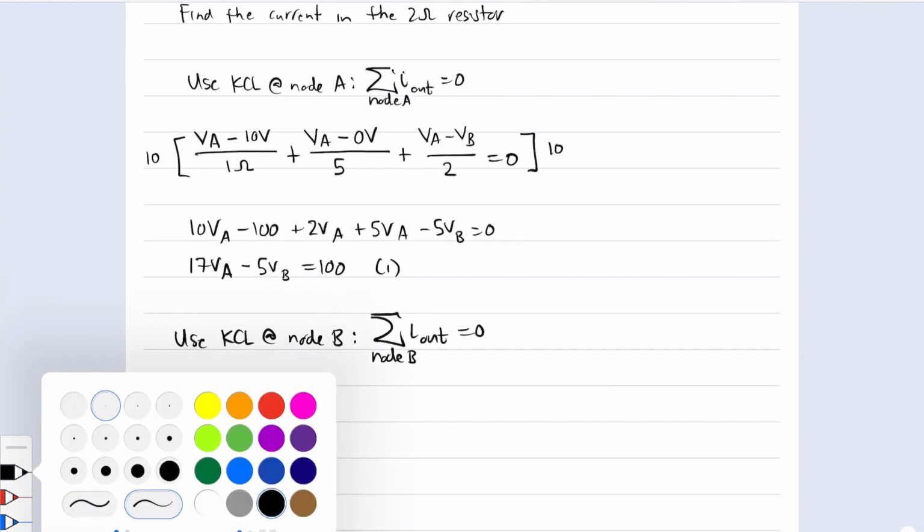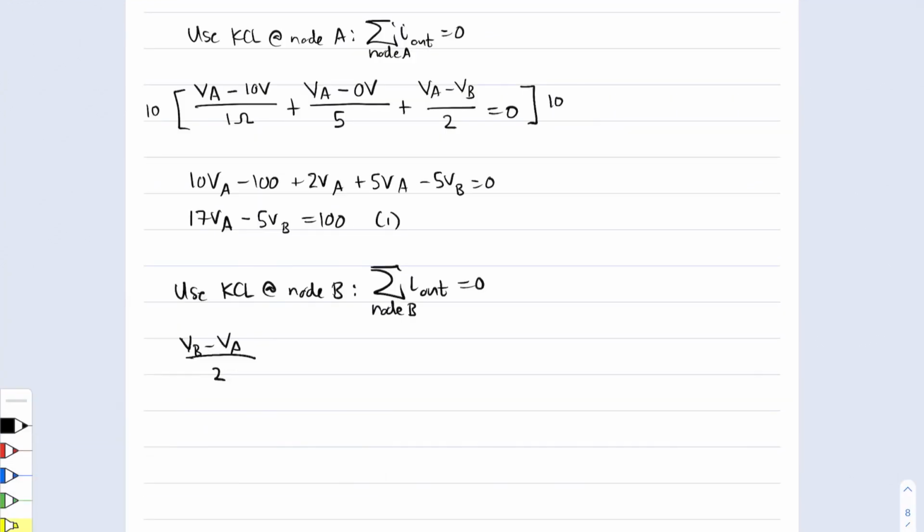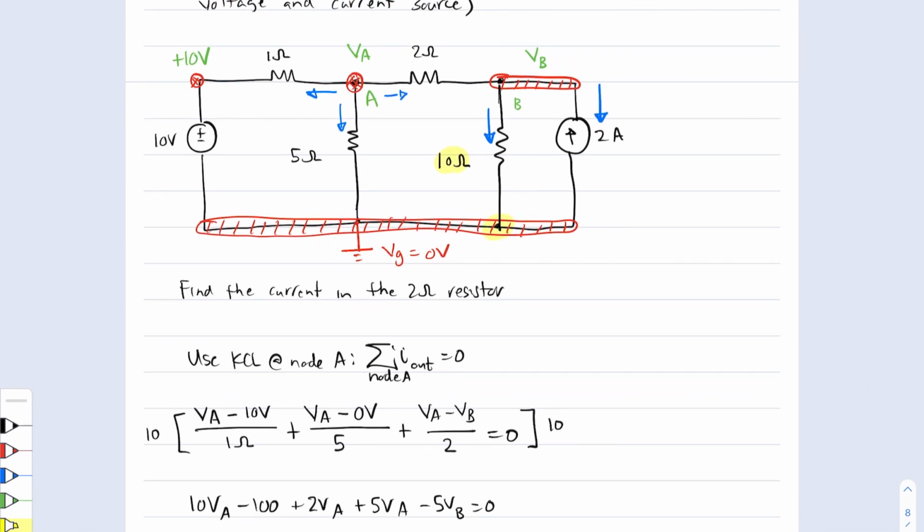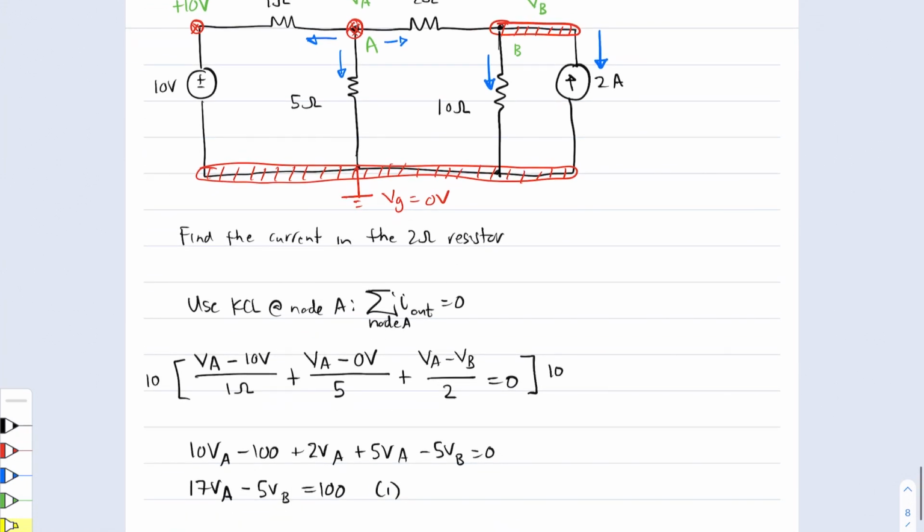So here we have VB minus 0 volts over 10 ohms, like so. And then this last one is a little bit tricky, not the most tricky thing in the world, but a little bit tricky. Remember, we have assumed that all of the currents happen to be flowing out. And we have 2 amps that happen to be flowing in.